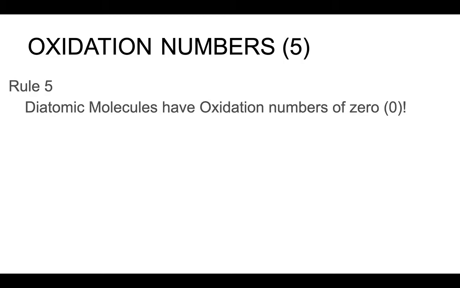Diatomic molecules have an oxidation number of 0, right? They have no charge. If you think about the hydrogen molecule H2, it's able to perfectly share the electrons with itself because both hydrogens have the same electronegativity, they're pulling with the same strength. There's no uneven electron distribution or charge density anywhere. There's no charge on that molecule. It's got an oxidation number of 0.